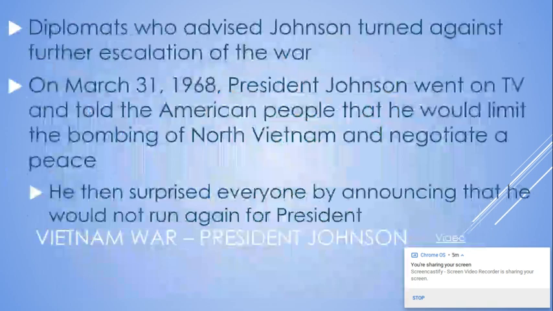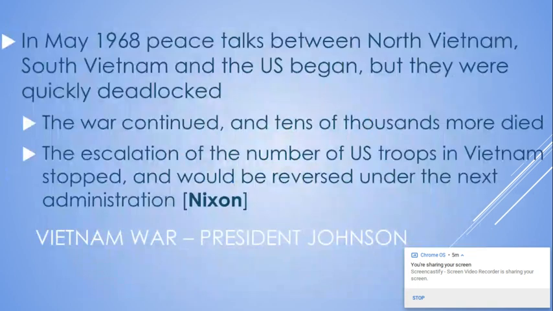On March 31st, 1968, President Johnson went on TV and told the American people that he would limit the bombing of North Vietnam and try to negotiate a peace. He then surprised everyone by announcing that he would not run again for president in 1968.